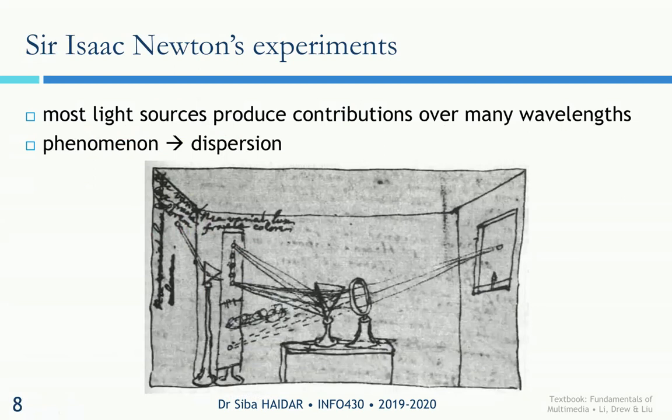To arrive at this famous schema, which is done by Sir Isaac Newton's experiment, and which confirms that most light sources produce contributions over many wavelengths. So not like the laser lights, they are composed of many wavelengths. And here in the schema, we can see the daylight, and the phenomenon applied by Isaac Newton is to disperse the light into the composing wavelengths. And here you can see when touching the prism, they are dispersed.